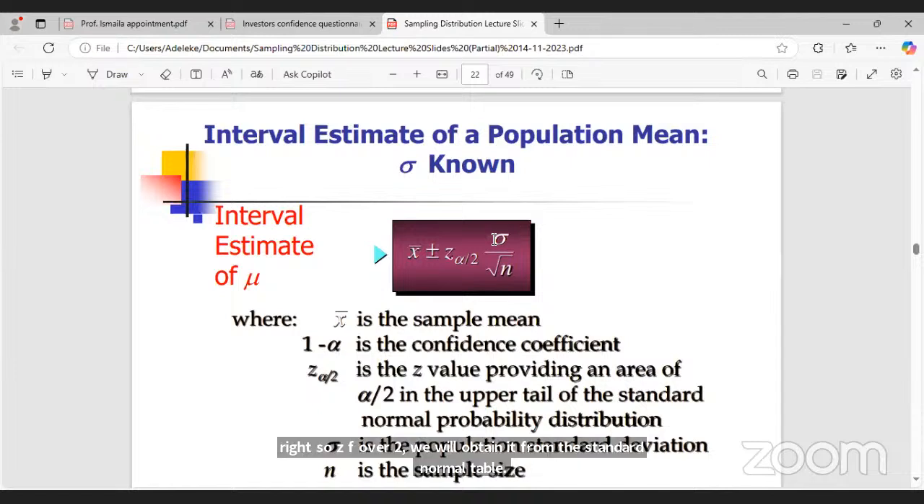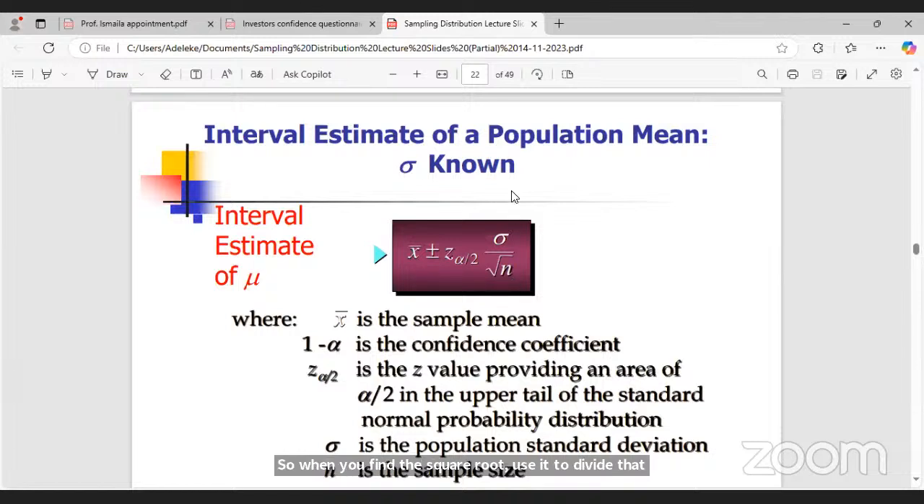Sigma, because we say it is known, will be given. And then root n. N is the sample size. So when you find the square root, use it to divide. That gives me the standard error. This is standard error. Sigma over root n is called the standard error.